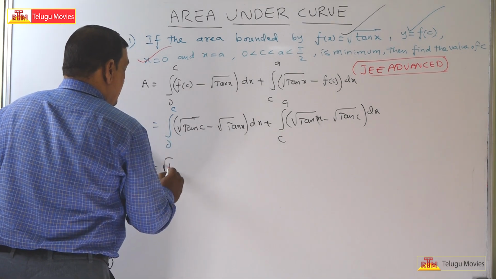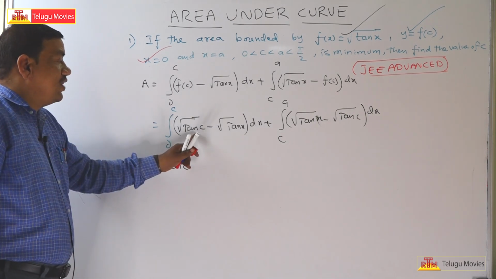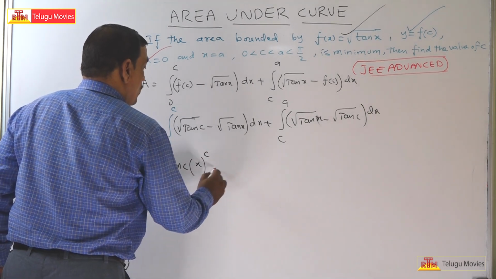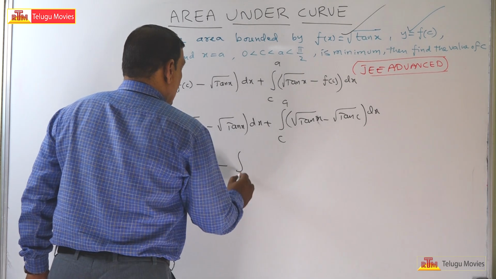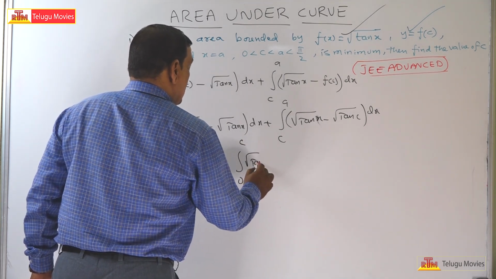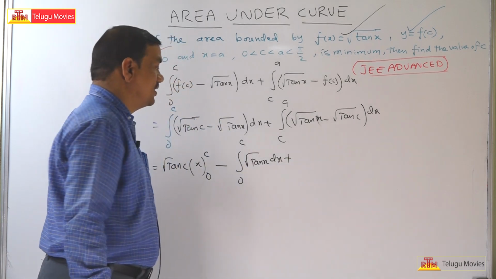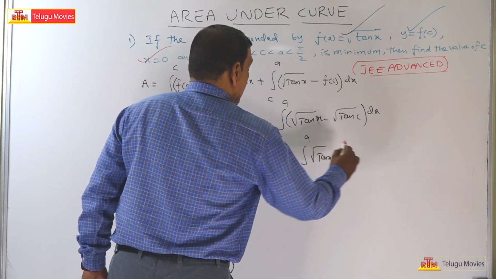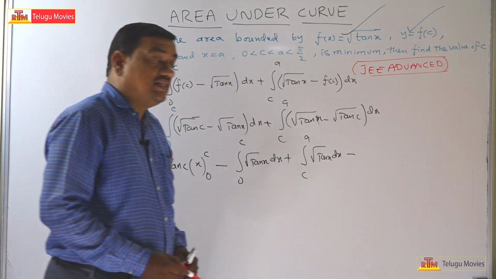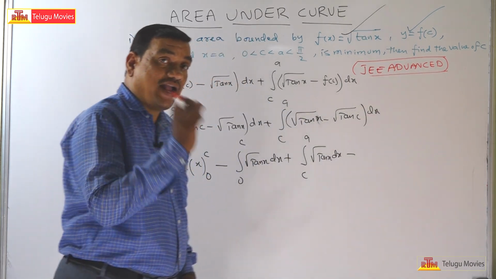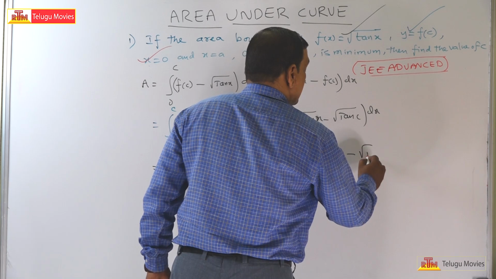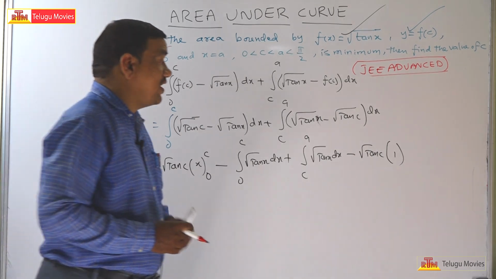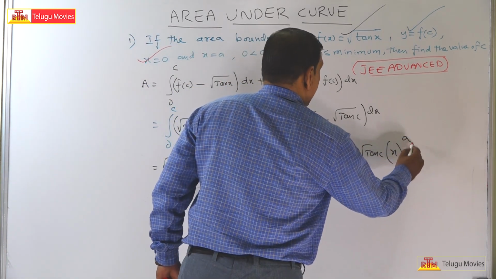Take root of tan c outside. Here 1 will be there, the integral of 1 is x, upper limit, lower limit, minus integral of 0 to c root of tan x, I will tell how to do this, plus integral c to a root of tan x dx minus root of tan c. It is a constant. Why? Because you are integrating with respect to x here. So root of tan c, take outside. For 1, the integral is x, upper limit, lower limit.